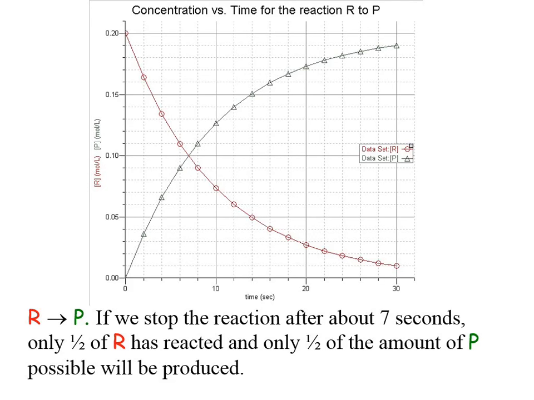So the point here, as the caption says, is what if we were to pull the product at 7 seconds? Let's see, 7 seconds, so that's 8, so 7's right about here. At about 7 seconds, we've got about half and half. About half of our reactants have been converted to products, and half of our products have been formed from reactants. So you would get like 50% yield, right?